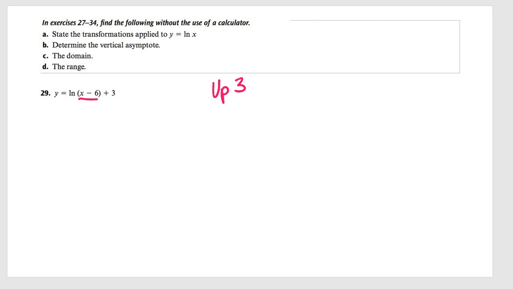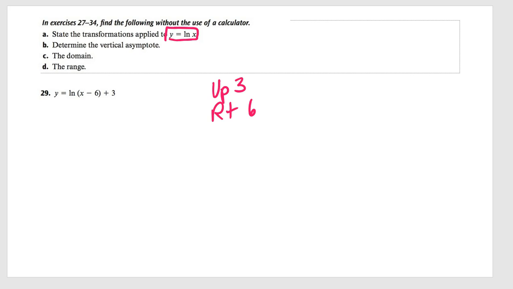Next, we look at the expression. If there's an expression with the x, it says -6. A -6 tells me I'm going to go right 6. So now I know how my basic function is transformed. And just a reminder, your basic function is just that natural log function.